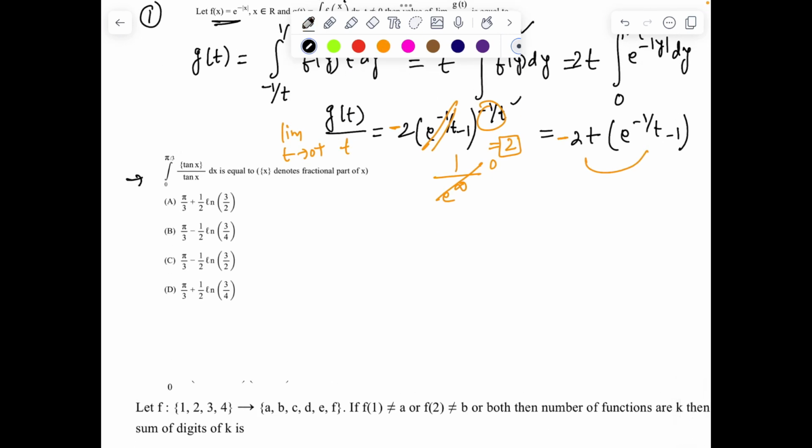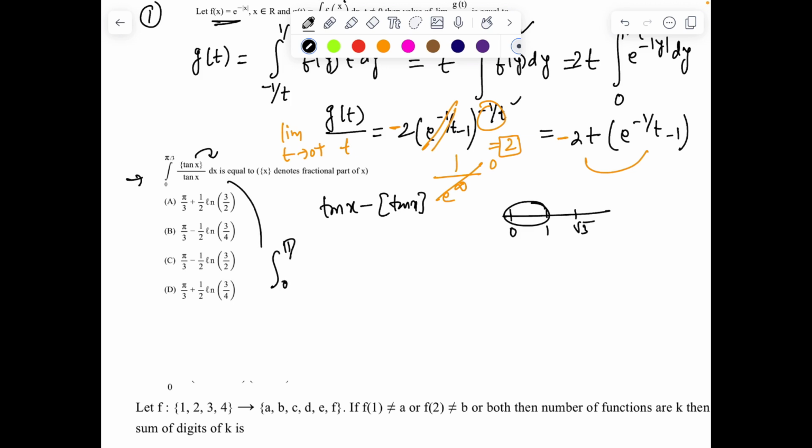Let's study the second problem. The integral from 0 to pi over 2 of the fractional part of 10x. So clearly we can chunk the integral into two parts, so that the fractional part of 10x can be written as 10x minus the greatest integer of 10x. Now we know as x is going from 0 to pi by 3, so 10x will go from 0 to root 3. So we have to break into two limits, 0 to 1 and 1 to root 3.